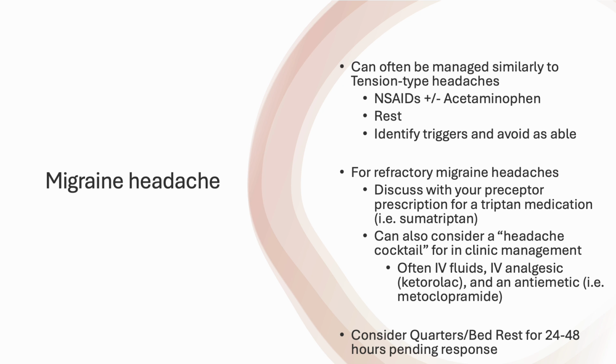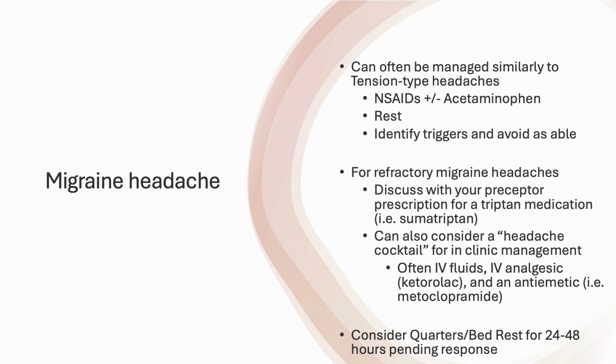You don't have to use a whole bunch of it. Often can get away with about 15 milligrams of the IV ketorolac. I would definitely not go any higher than 30. You use that in conjunction with an antiemetic. There's some pretty good research to show that metoclopramide, Reglan, is very helpful at aborting migraine headaches by itself. And so I'll often use that in conjunction with the fluids and the IV analgesics.